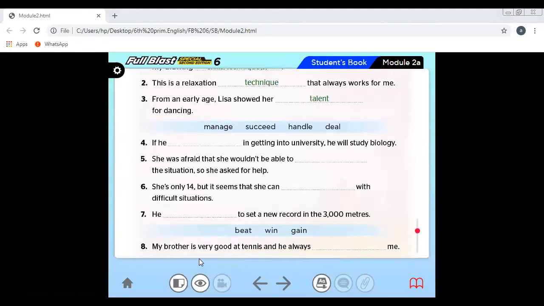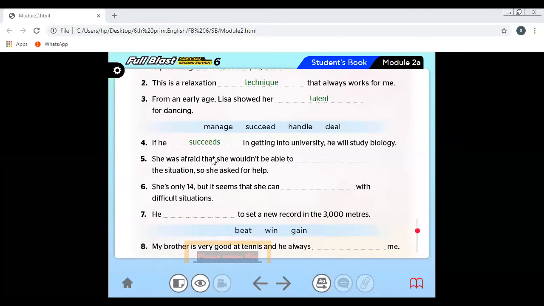Who can read and answer number one? Malak Tamer Sarwat, yes, read. If he succeeded in getting into university, he will study biology. Biology. Excellent. The missing word is succeeded. Well done. Let's go to number five. Lower your hand, Malak, because you answered. Farida Muhammad, yes, Farida.